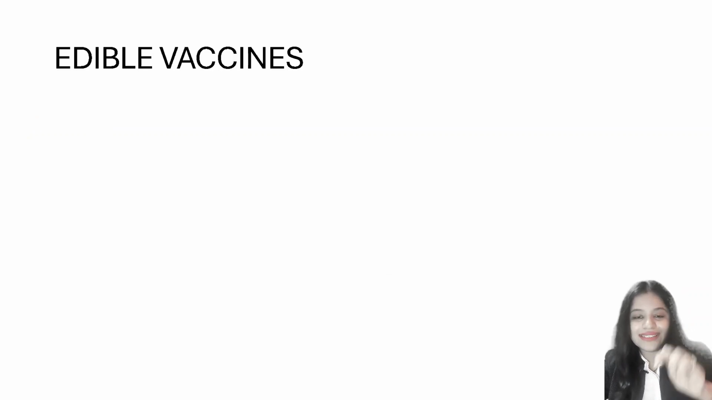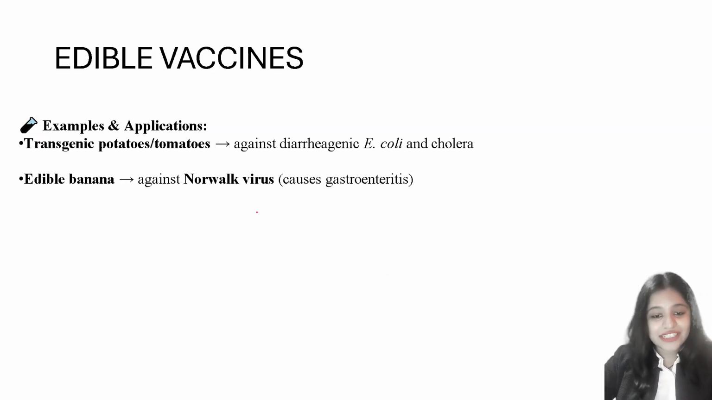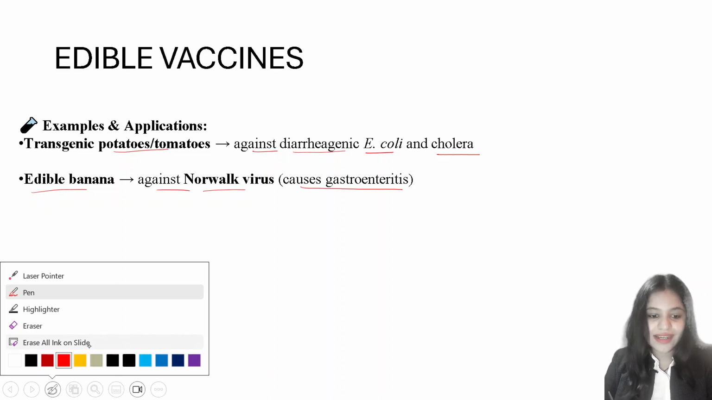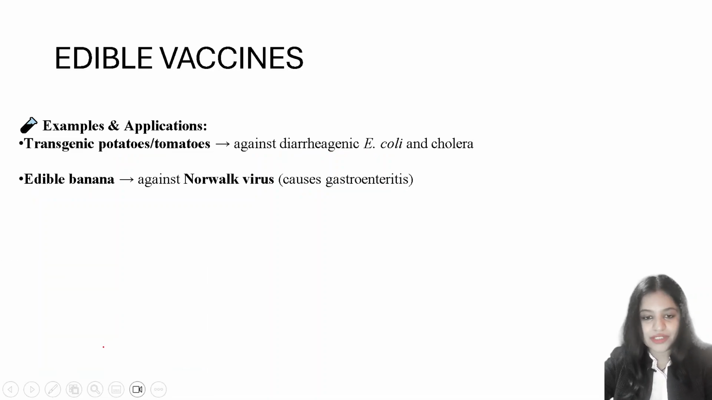Now, let's see the examples. Transgenic potatoes and tomatoes are used against diarrhea, E. coli and cholera. Edible banana against Norwalk virus, which is a cause of gastroenteritis. Clear? Now, this was your newer vaccine technology.